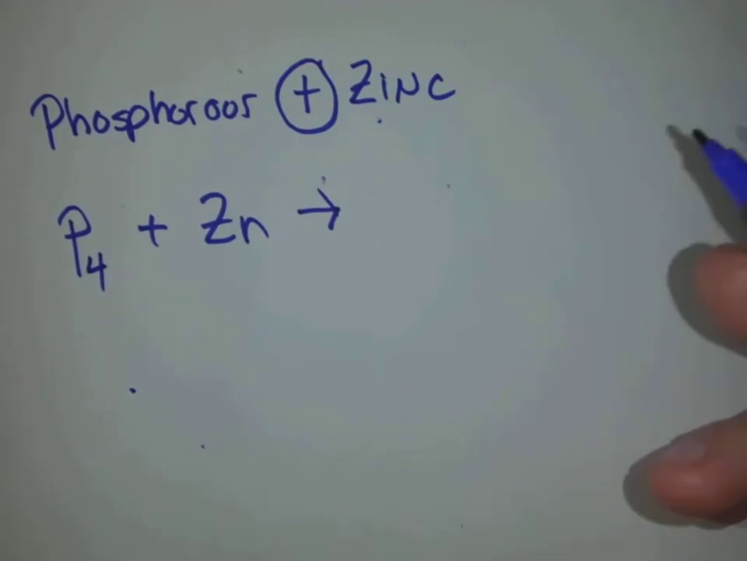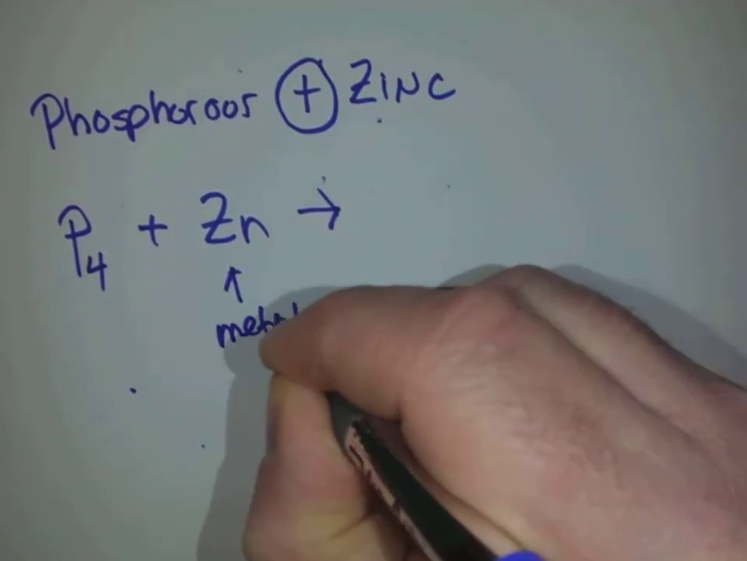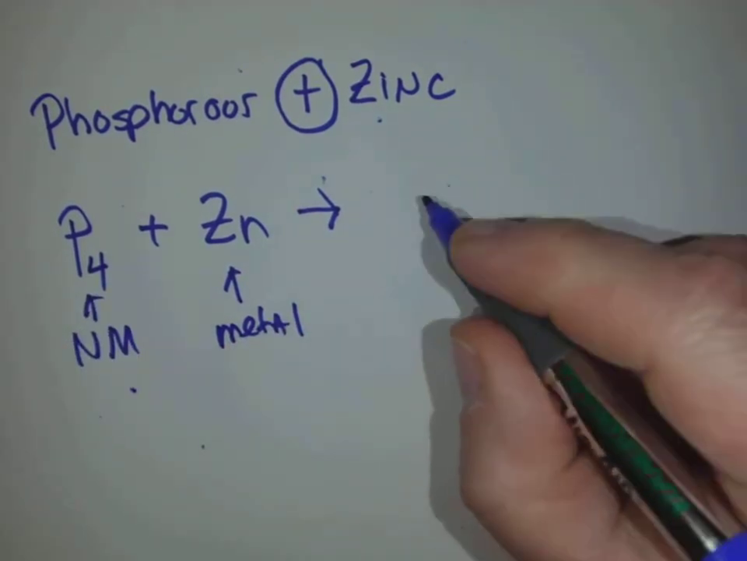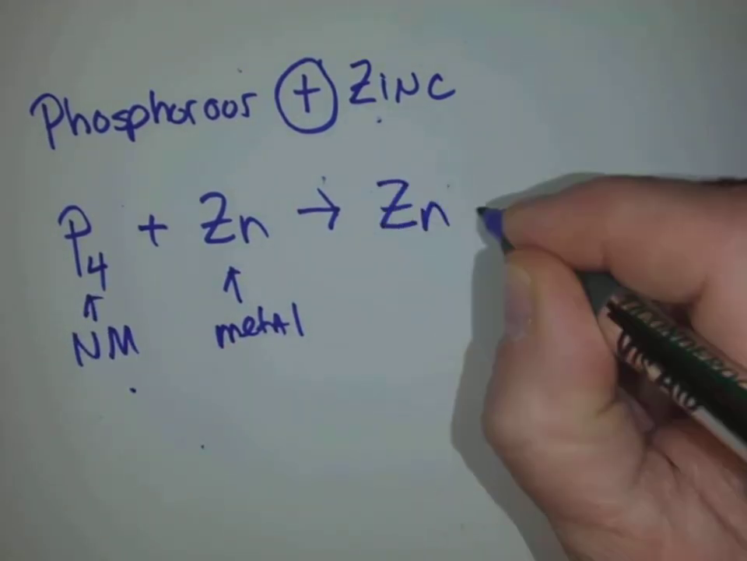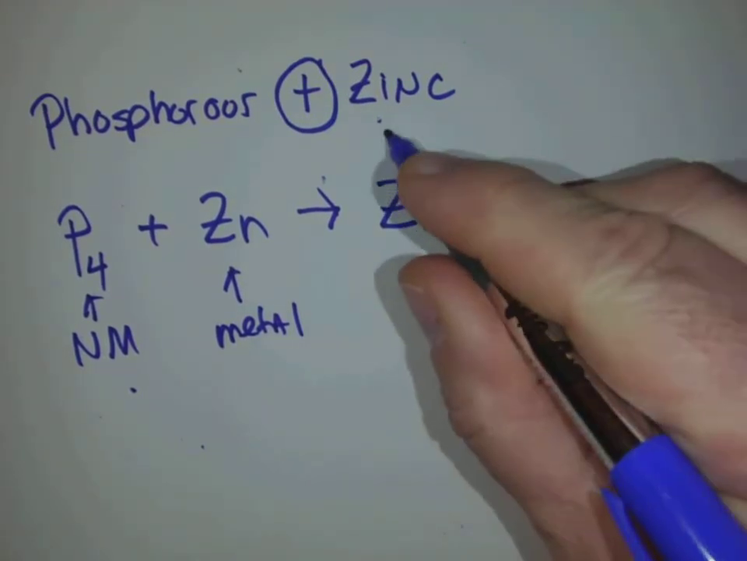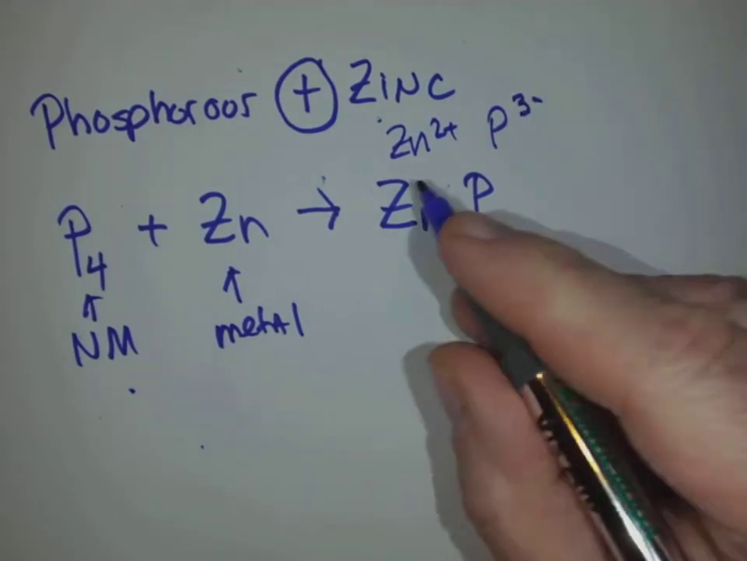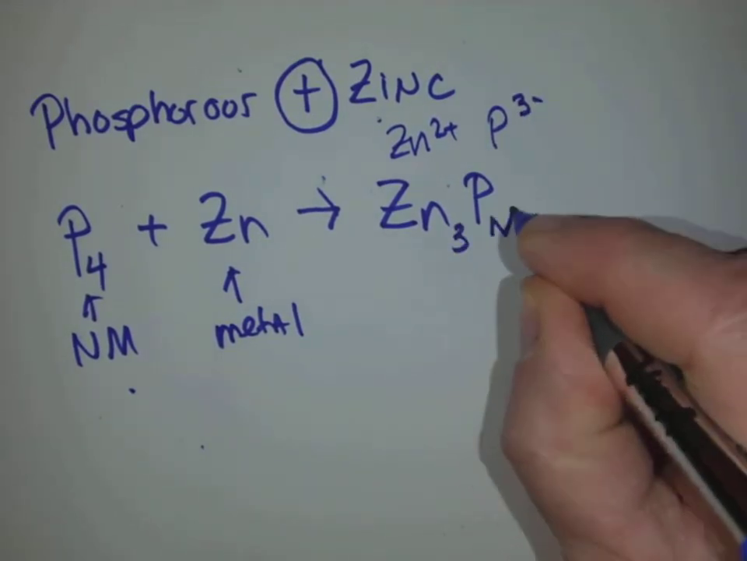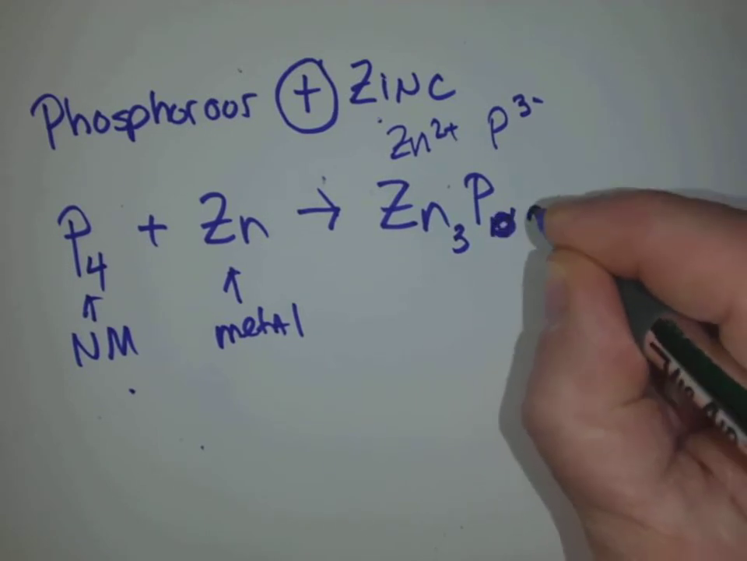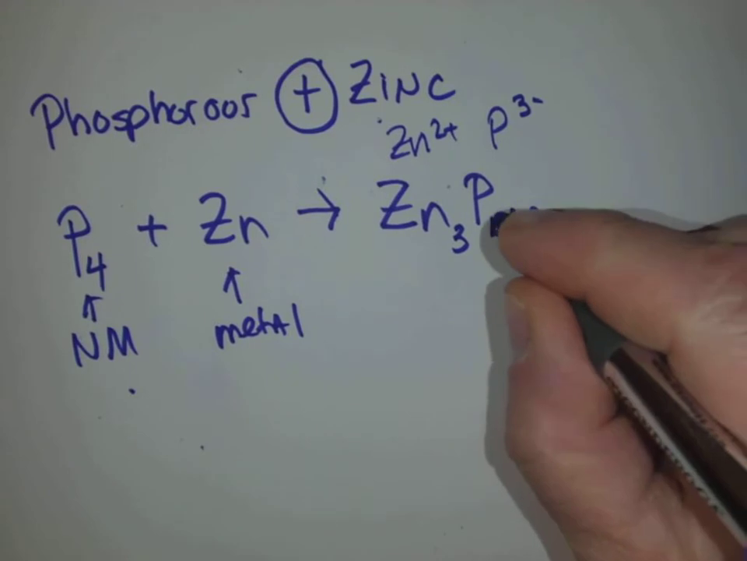Now, which one's the metal? Well, zinc's the metal. And that means phosphorus is your nonmetal. So zinc has to go first. The charge of zinc is 2+, and phosphorus is 3-. So the formula is Zn3, oops, P2. Zn3P2. Okay, I was thinking about nitrogen for some reason.